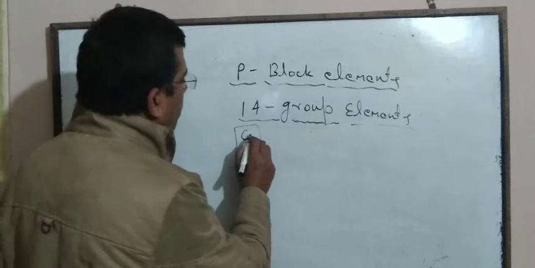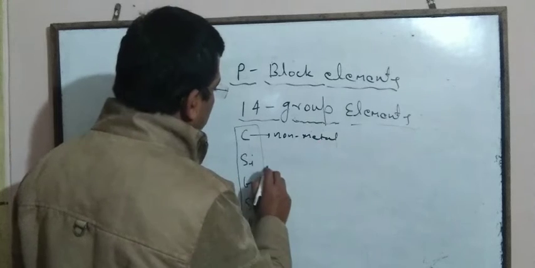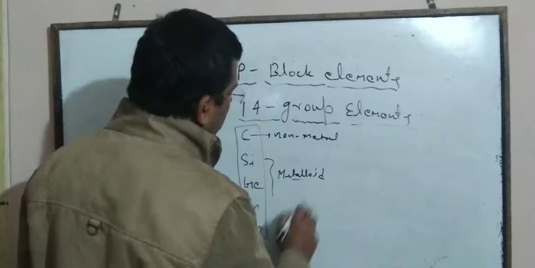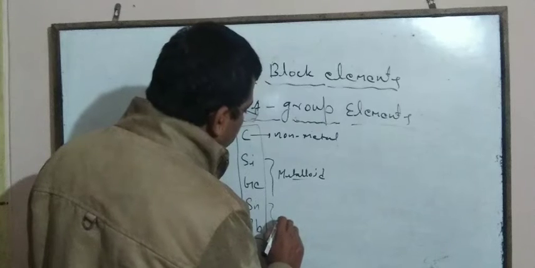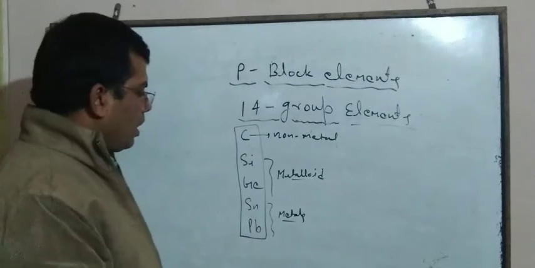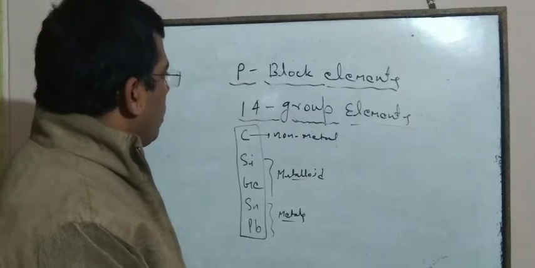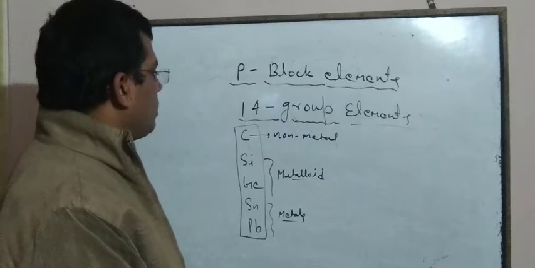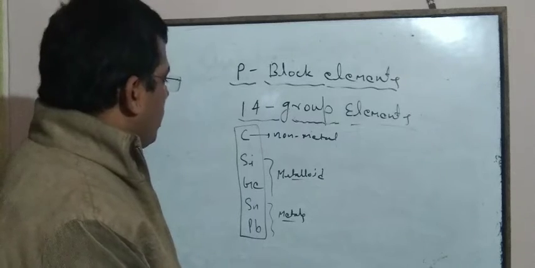In this group, carbon is a non-metal. Silicon and germanium are metalloids. Tin and lead are metals. In this way, in group 14, carbon is a non-metal, silicon and germanium are metalloids, and tin and lead are metals.